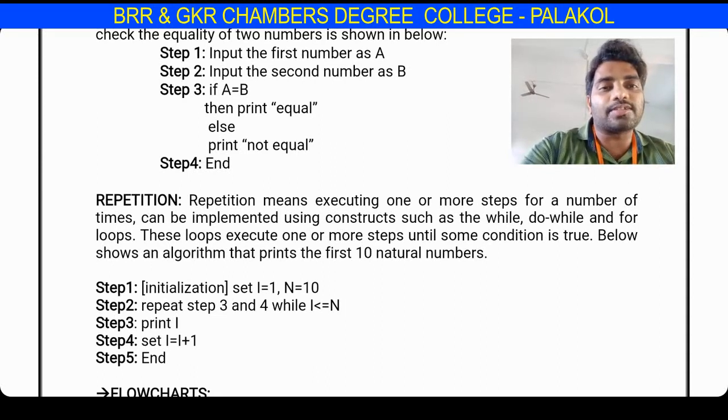Clear, observe this. The first one, I is equal to 1, N is equal to 10. 1 less than or equal to 10, condition is satisfied. I value displayed, I is equal to 1 displayed. Next step, I is equal to I plus 1. Already I is equal to 1, 1 plus 1 value 2. Immediately go to step 2. Already I is equal to 2, 2 less than or equal to 10. Immediately print the I value, I is equal to 2 displayed. I is equal to I plus 1, 2 plus 1 is equal to 3.